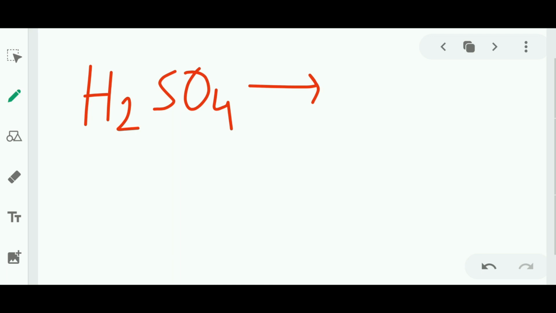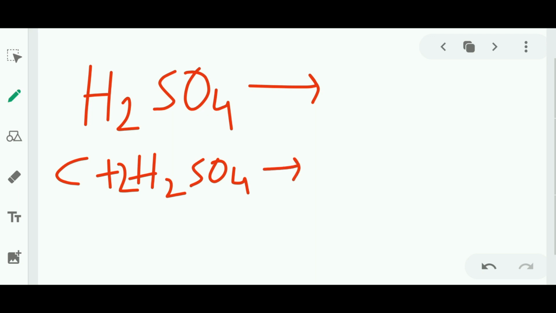Next, come to the oxidizing property. Concentrated hot sulfuric acid is a very good oxidizing agent, so that's why it is used as an oxidizing agent. For example, it oxidizes carbon into CO2, with SO2, sulfur dioxide, and H2O produced. So this is an example of the oxidizing property of H2SO4.